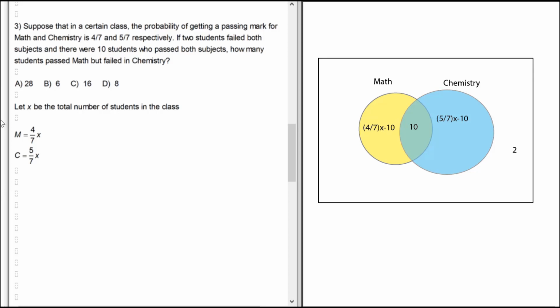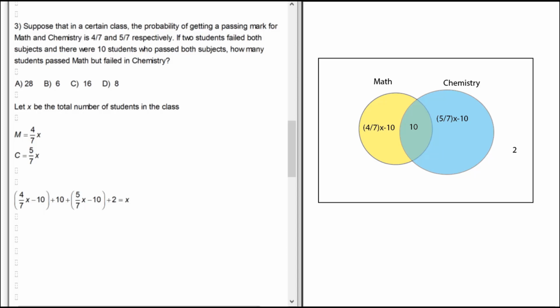Now we can add all the components and sum it up to get the total number of students, which is x. So that would be 4/7x minus 10 plus 10 plus 5/7x minus 10 plus 2 equals x. So in this equation, this part here are the number of students who just passed math only. This one, the students who passed both subjects. This one, the students who only passed chemistry. These are the students who failed both subjects, and the total number is x.